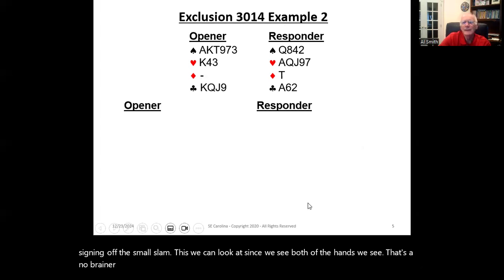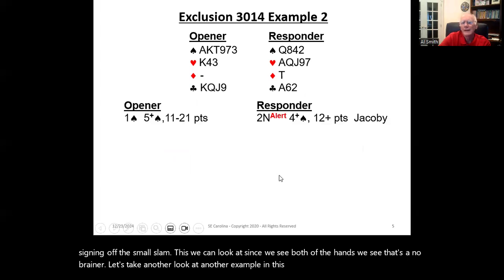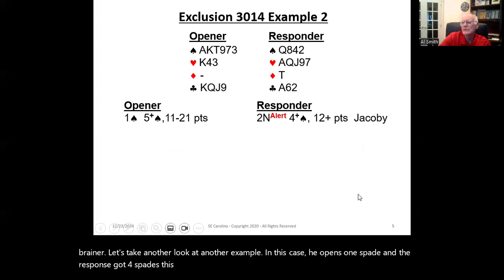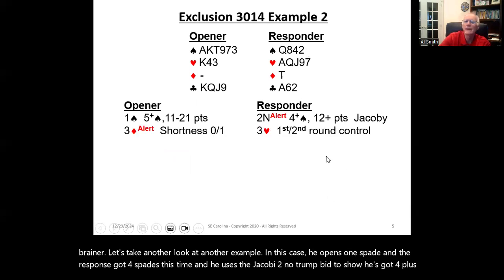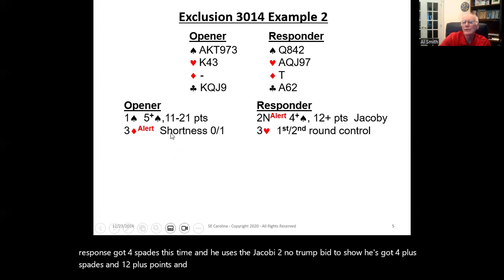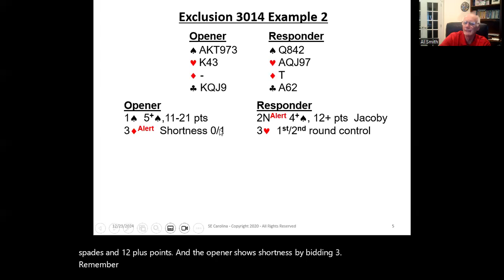Let's take another look at another example. In this case, he opens one spade, and the responder's got four spades this time. And he uses the Jacoby 2 no trump bid to show he's got 4+ spades and 12+ points. And the opener shows shortness by bidding three diamonds. Remember, shortness is 0 or 1. Okay, so the responder doesn't know whether it's a void or a singleton.